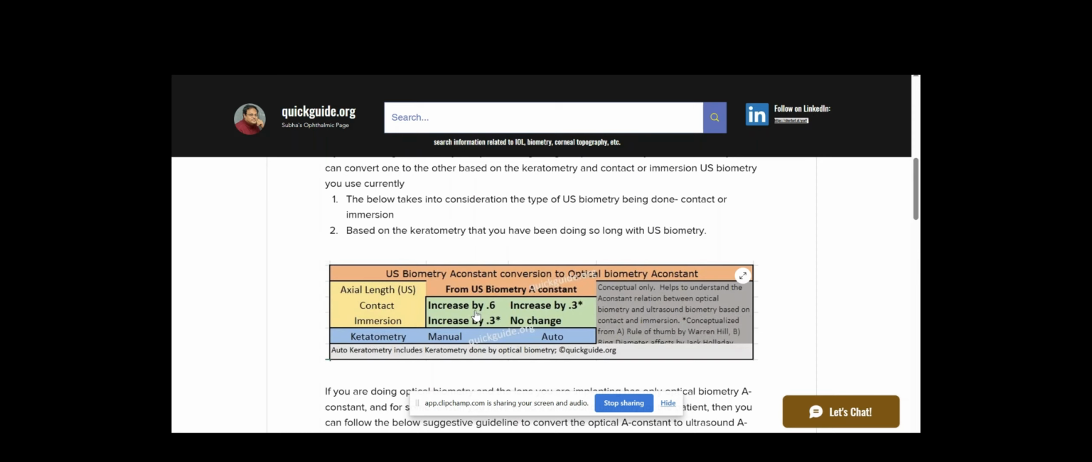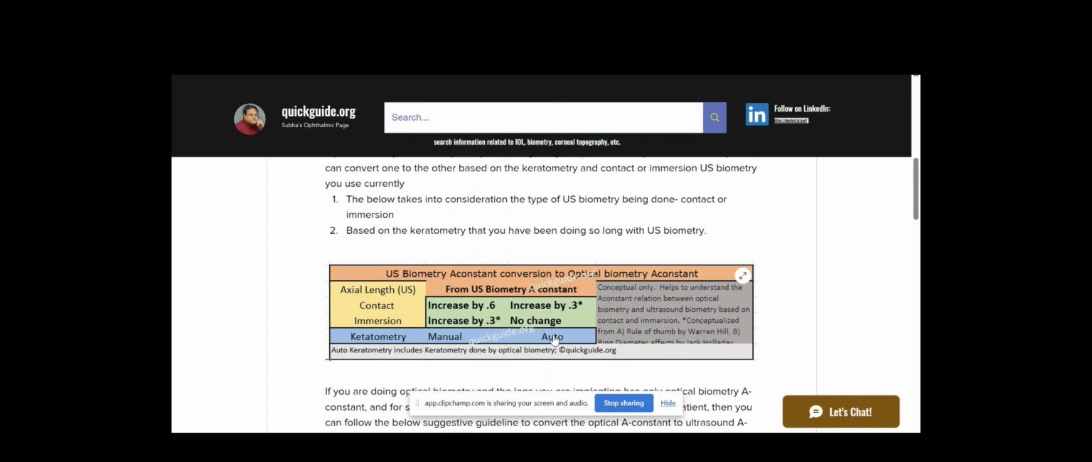You could increase, this is not absolutely written in stone, you could increase it by 0.5 or 0.6, but you get the idea, right? So you adjust the A constant around 0.6 when you are doing an axial length with contact. You have been doing an axial length with contact and you have been doing a keratometry with manual. Now, if you have been doing an axial length with contact, but you have been doing the keratometry with your autokeratometer, then increase it by 0.3.